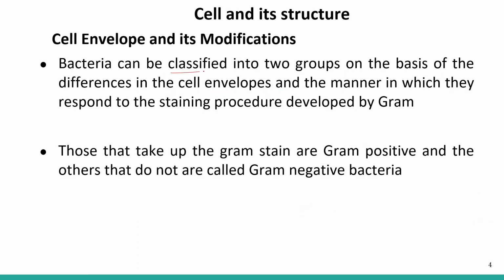So bacteria can be classified into two groups. What are the groups? Gram-positive and gram-negative bacteria. They are treated with the stain gram, and if they take the gram stain, they are called gram-positive bacteria, and the others that do not take the gram stain are called gram-negative bacteria. The one which takes the stain has a peculiar complex cell envelope structure, and the one which does not take it has a cell envelope structure different from the gram-positive one. So on the basis of this staining, bacteria are classified as gram-positive and gram-negative.